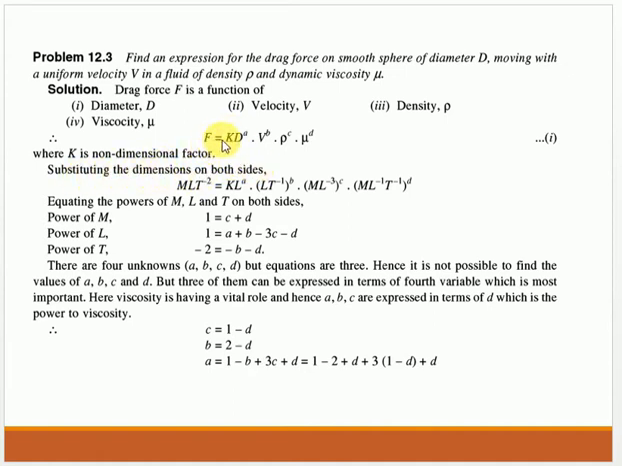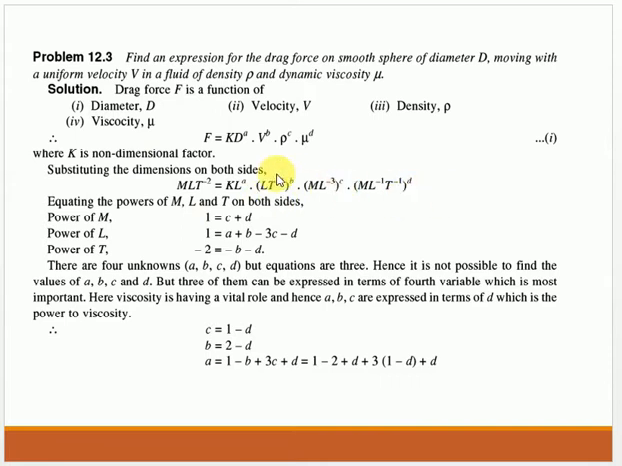Substituting the dimensions on both sides, these dimensions we have already discussed. Force is Newton, so M L T power minus 2. Diameter is length L. Velocity is meter per second, so L T power minus 1. Rho is kilogram per meter cube, so M L power minus 3. Mu is Newton second per meter square, so M L power minus 1 T power minus 1. These are derived quantities.